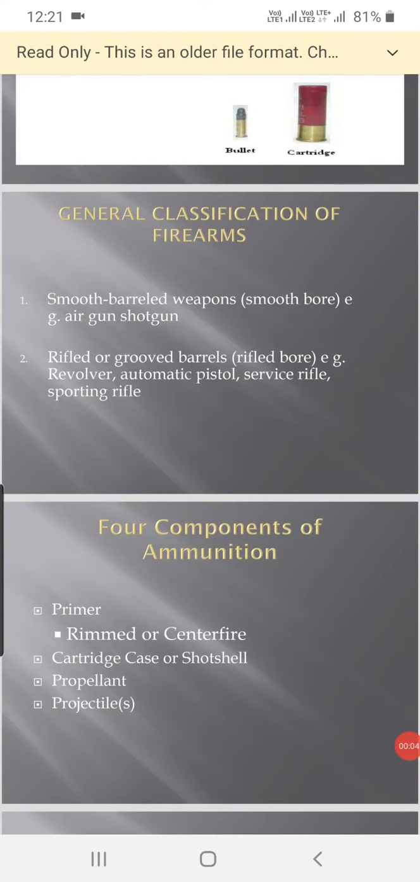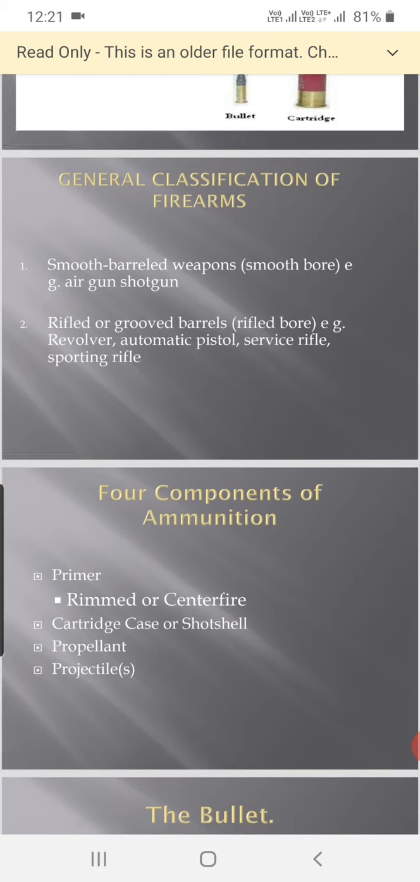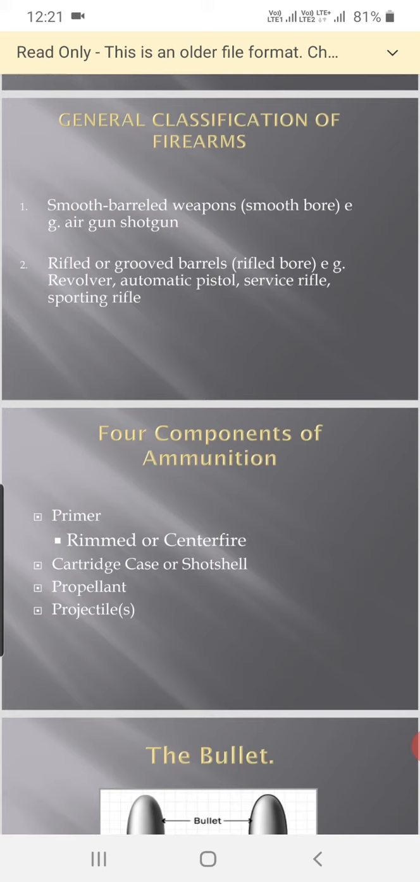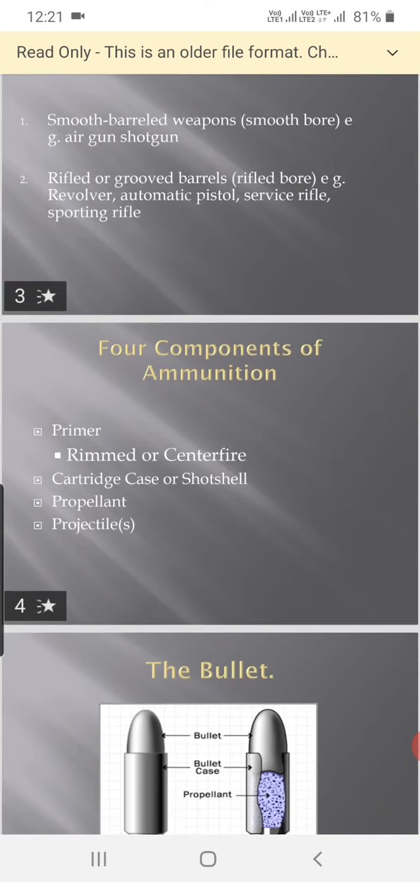Good morning, class. Today we'll be looking at wound ballistics, specifically the entry and exit wounds in a case of firearm injury. The general classification of firearms is a smooth-barreled weapon or smooth bore, that is an air gun or shotgun, or a rifle or grooved barrel, rifled bore, for example a revolver, automatic pistol, service rifle, or a sporting rifle.